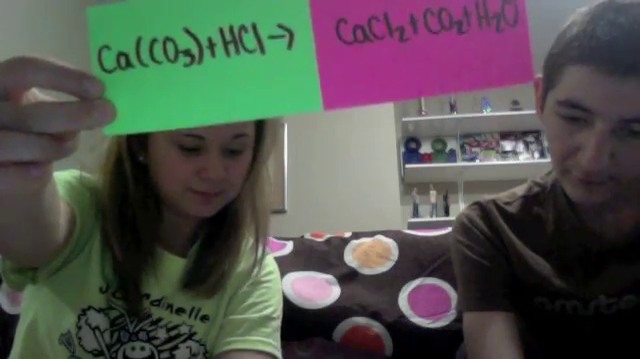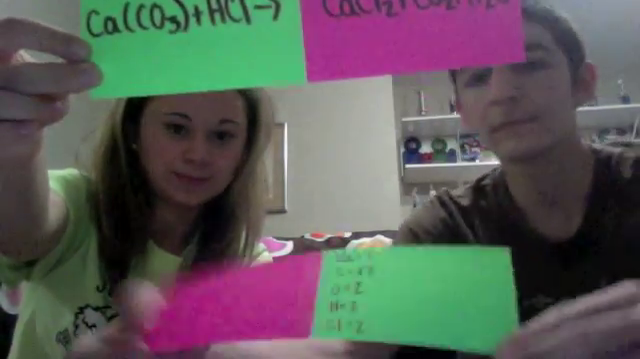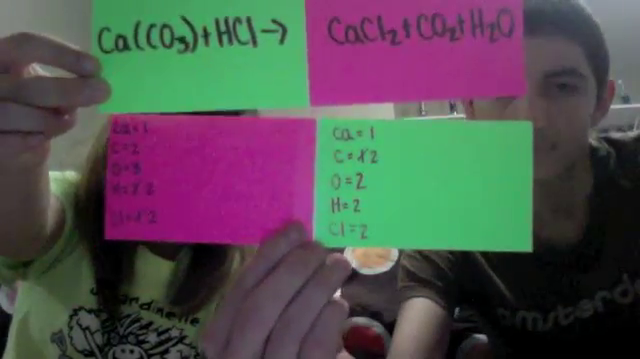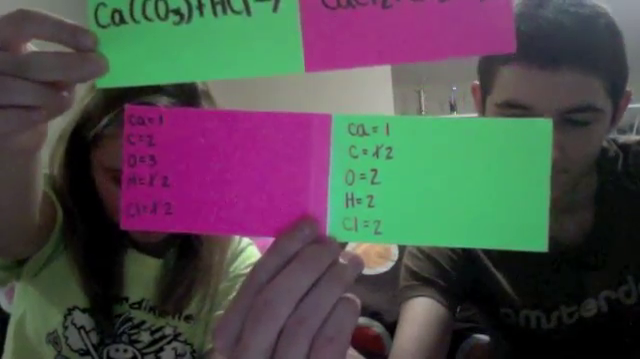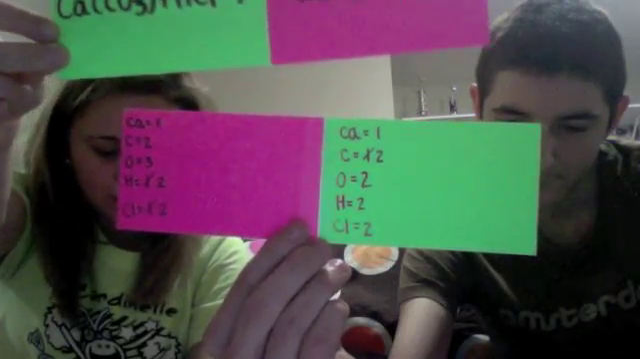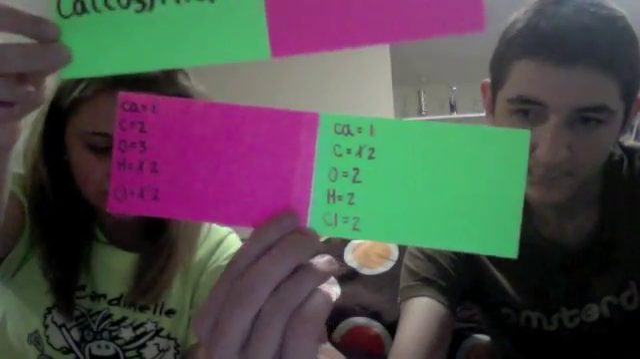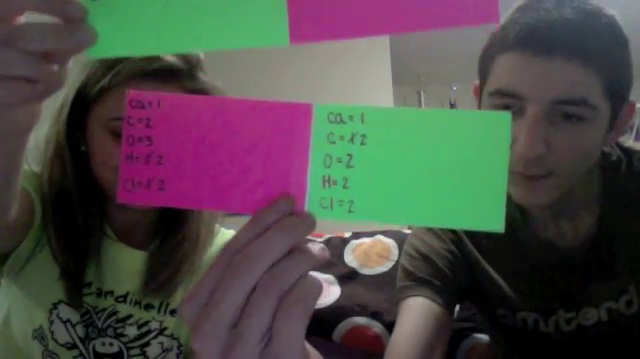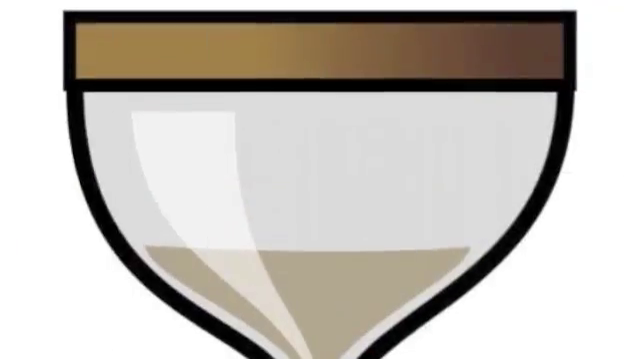And next, you want to list the number of elements on each side of the equation. Remember that it should have the same number of elements on both sides of the equation. This will mean that it is balanced. Well, go on. Get to work.